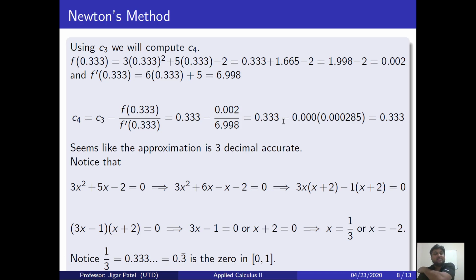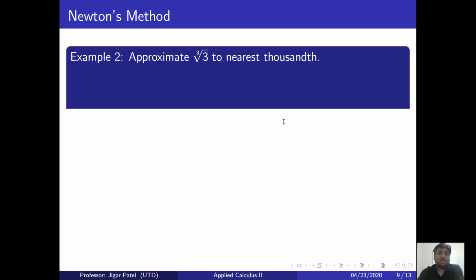Anyway, those are just comments. You don't have to implement it. Let's try one more example, a very interesting one indeed, where the function will not be given. Let's say: approximate the cube root of 3 to the nearest 1000th. Meaning I need to find a 3 decimal accurate answer.